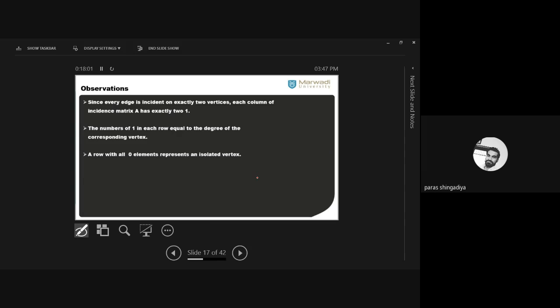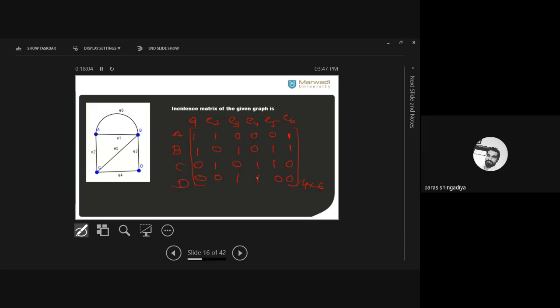Identical means, let's consider this graph again. Now compare the E1 and E6 columns. First column and the last column, E1 and E6. They are identical. That is 1 1 0 0, and that is also 1 1 0 0. So they are the same, meaning identical. Why are they identical? Because E1 and E6 are parallel. They have the same endpoints, A and B. So therefore they are identical. Parallel means identical.